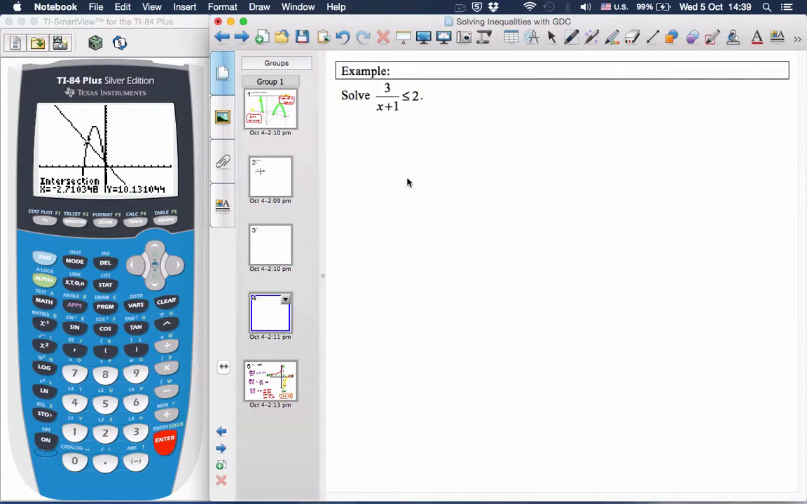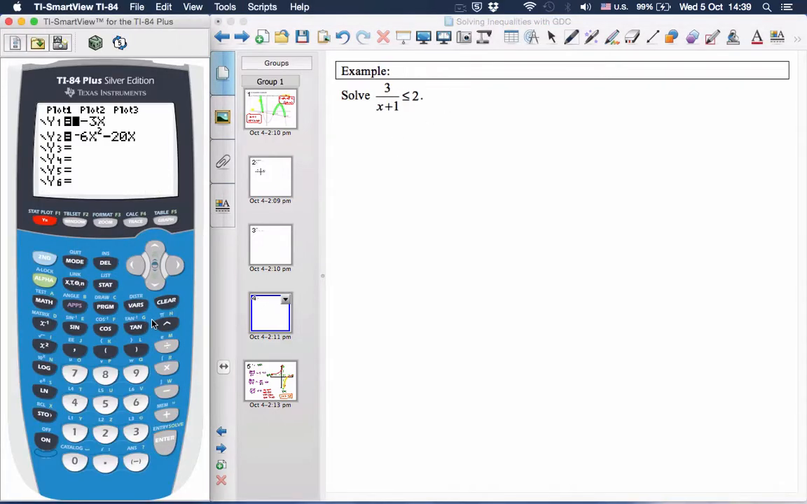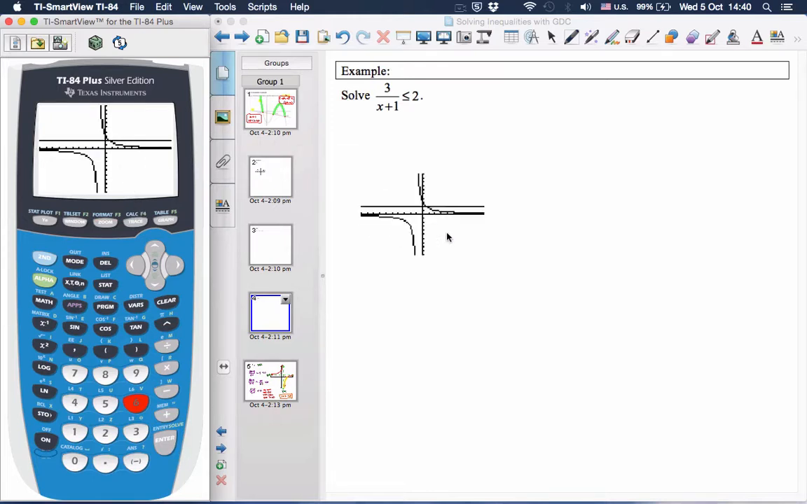Let's do a couple more examples quickly. Okay, it says solve. I'm going to put left side in y1, right side in y2. Okay. Second, alpha y equals enter, and I can put fractions in. It'll be x plus 1. In y2, I'm going to type in 2, and I'm going to graph it. Okay, I'll do zoom 6. There. And there's my graph.